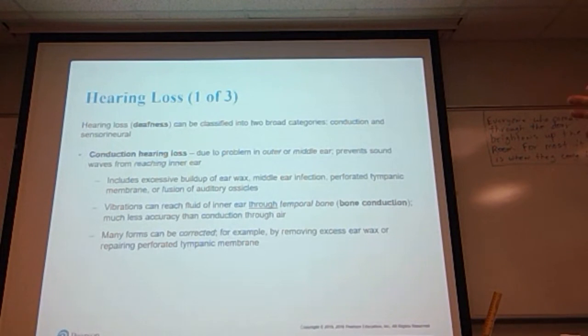Conduction hearing loss is due to a problem in the outer or middle ear, which prevents the sound from reaching the inner ear. It could be something as simple as excessive wax buildup, a middle ear infection, a perforated eardrum, or fusion of the auditory ossicles. And here, in this case, vibration is reaching the inner ear through the temporal bone, but with much less accuracy than conduction through air.